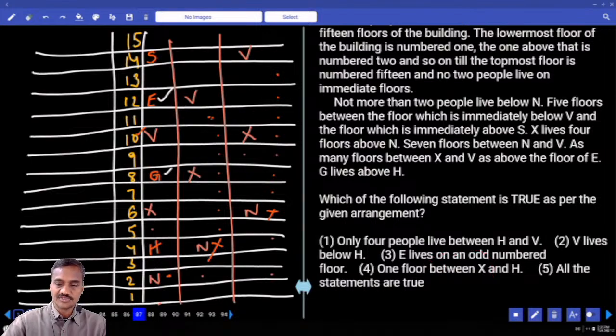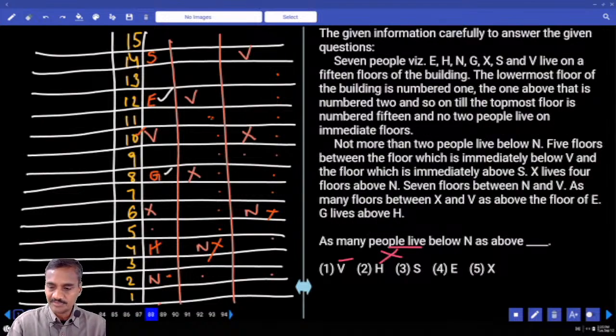And 87. Which of the following is true? Only 4 in between H and V. In between H and V, only 4 floors. 4 floors in between H and V is correct. Now 4 people is false, isn't it? There are only two persons in between H and V. And V lives below H. V is above H. E lives on an odd number. That is again false. And 1 4 between X and H, that is definitely true. Choice 4 for 87.